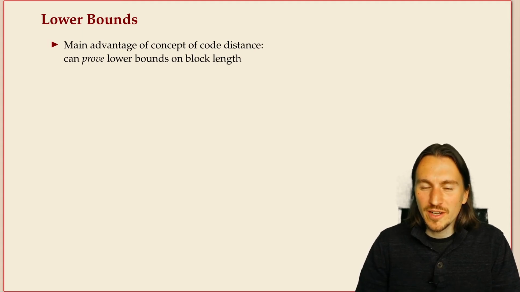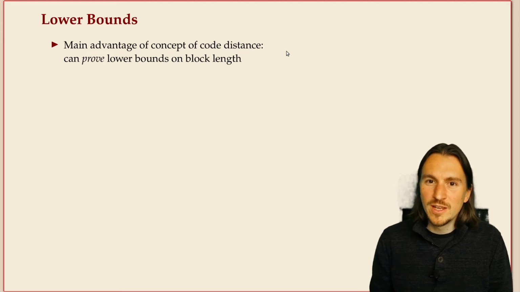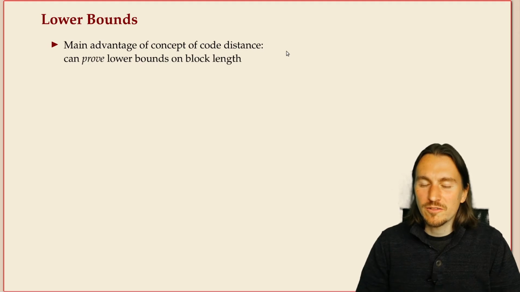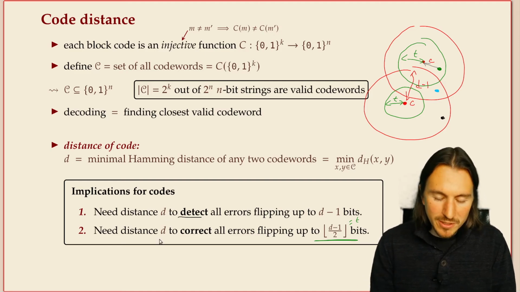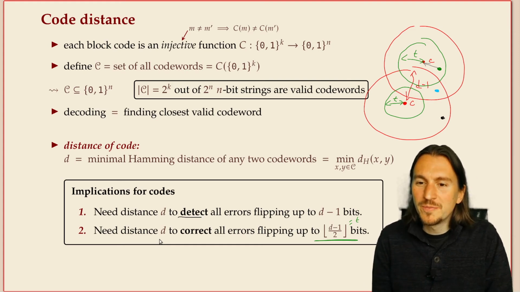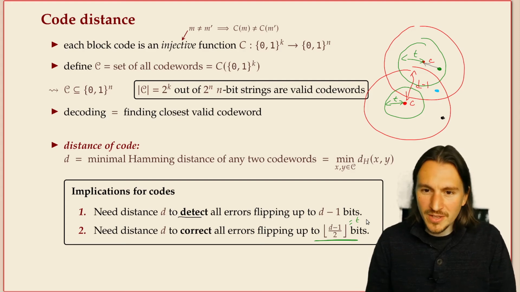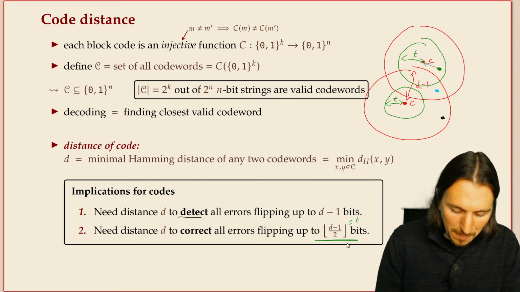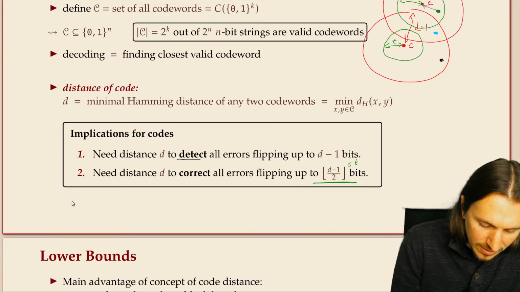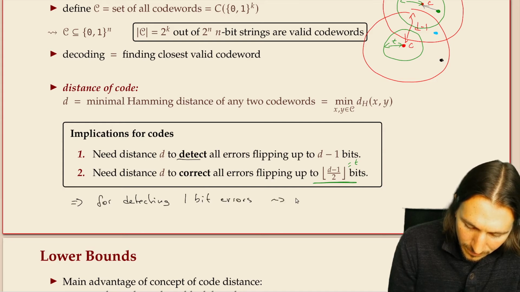Now we can use these observations to prove lower bounds on the block length. So we can fix a certain message length k and show what is the smallest n, the smallest block length, that can achieve a correction of 3 bits. Because I can use this mapping to translate between how many bit flips I want to detect or correct into a code distance. For example, if I want to detect a single bit error, I definitely need at least distance 2, right? So maybe this is something worth writing down. For detecting 1 bit error, we need distance 2.